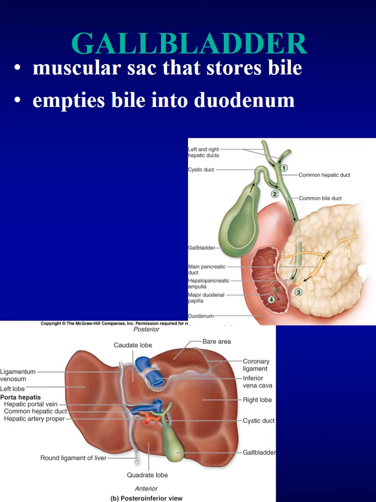The gallbladder is found on the inferior surface of the liver, and it is a sac-like organ that concentrates bile, which is produced by the liver, and stores the concentrate until it's ready for digestion. The cystic duct connects the gallbladder to the common bile duct, where we have the dumping of the bile into the duodenum of the small intestine.